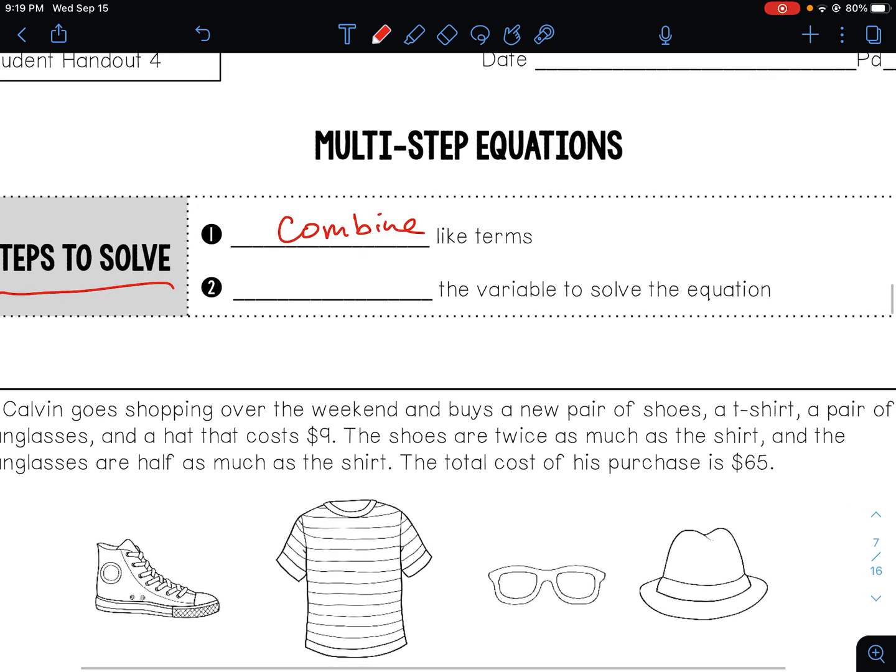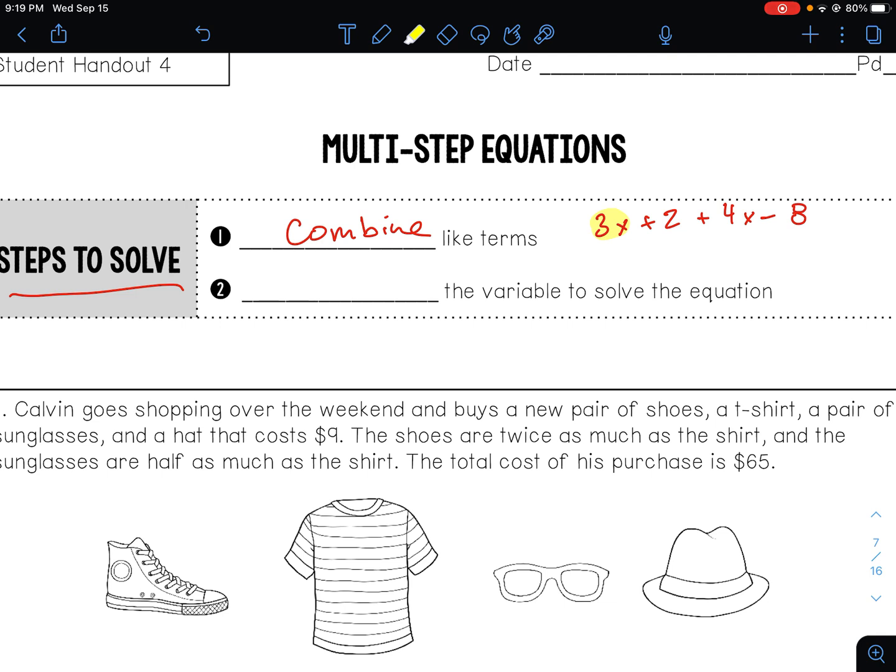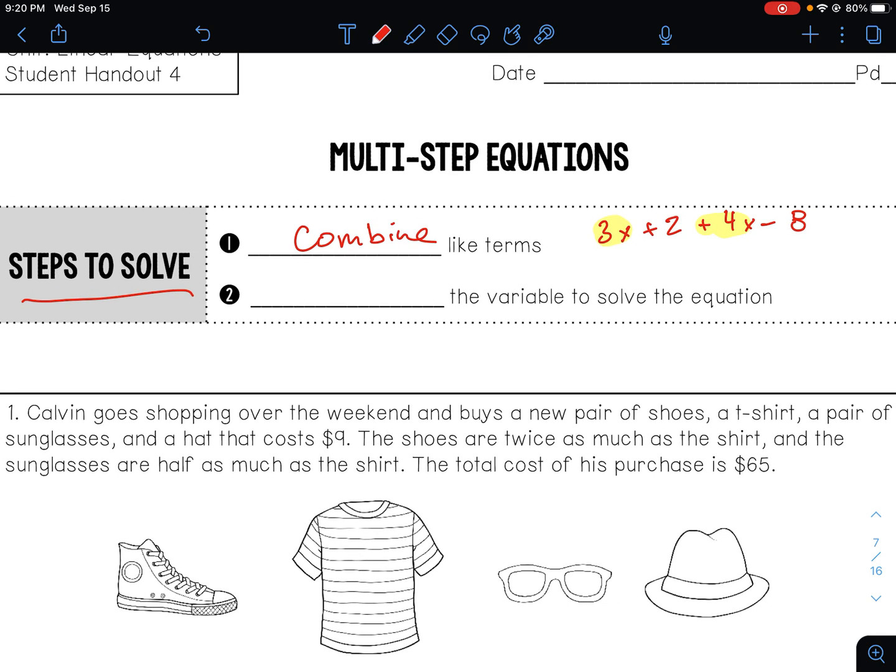Like terms would be like, let's say we have 3x plus 2 plus 4x minus 8, I guess. Like terms are the terms like the 3x and the plus 4x right there, right? Because they both have x's attached to them, so 3x and 4x, a positive 3x and positive 4x. When you combine them, that's like 7x.